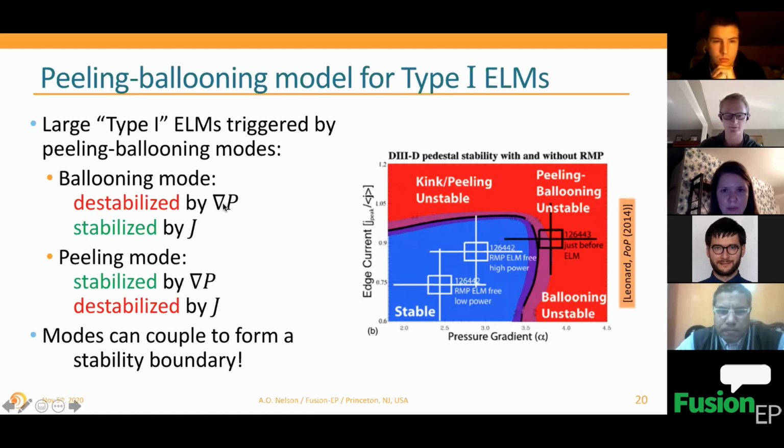The ballooning mode is destabilized by grad P, like I said before. It's stabilized by current. The peeling mode is the opposite. It's stabilized by grad P, but it's destabilized by J. So if we plot the state of our plasma as a function of the pressure gradient, grad P, and the edge current, J, we see that we have this stable regime. If we go too high in the current, we run into a peeling mode. If we go too high in the pressure, we run into a ballooning mode. And if we go too high out towards this peak here, we actually get coupling between them, peeling-ballooning unstable. H-mode plasmas are going to exist right where this black error bar is.